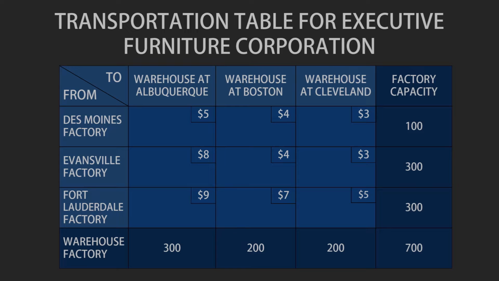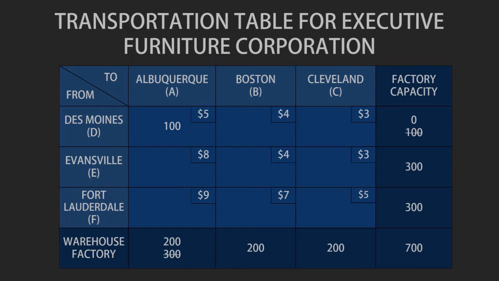We see in the table that the total factory supply available is exactly equal to the total warehouse demand. When this situation of equal demand and supply occurs, a balanced problem is said to exist. We can now use the Northwest Corner rule to find an initial feasible solution to the Executive Furniture Corporation problem shown in the table.